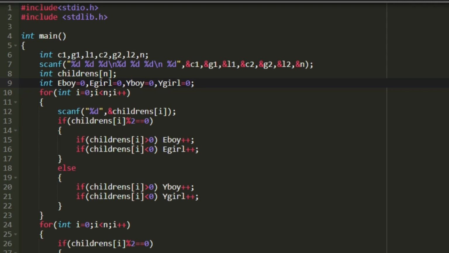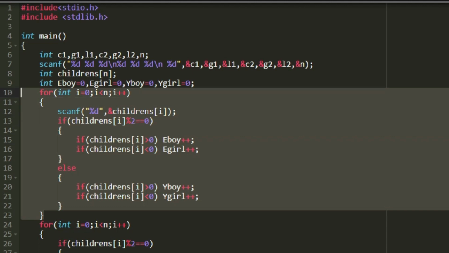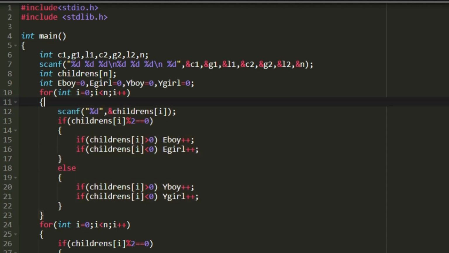Now, using the integers present in the array, we have to calculate whether he is a boy or girl of the elder or younger brother. So I am creating a loop that will iterate n times, and in every iteration I will be accepting an integer, and soon after accepting the integer I will be checking whose child he is. If the integer is even and positive, then it is eBoy. Whenever this condition is satisfied, I am incrementing eBoy, and if it is less than 0, it is eGirl.